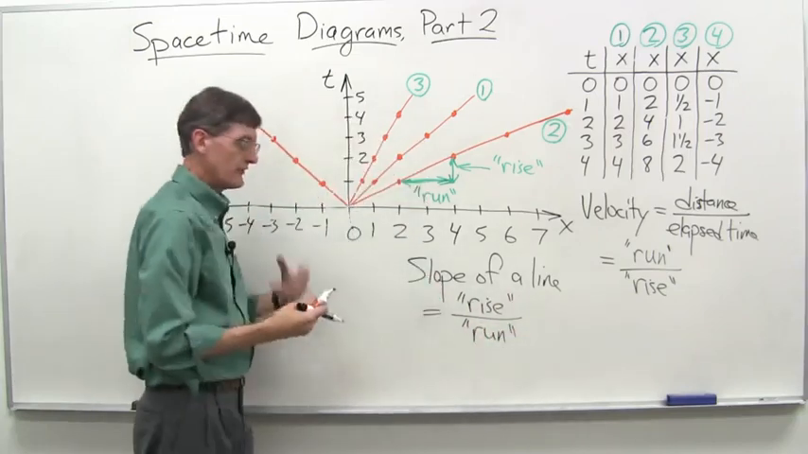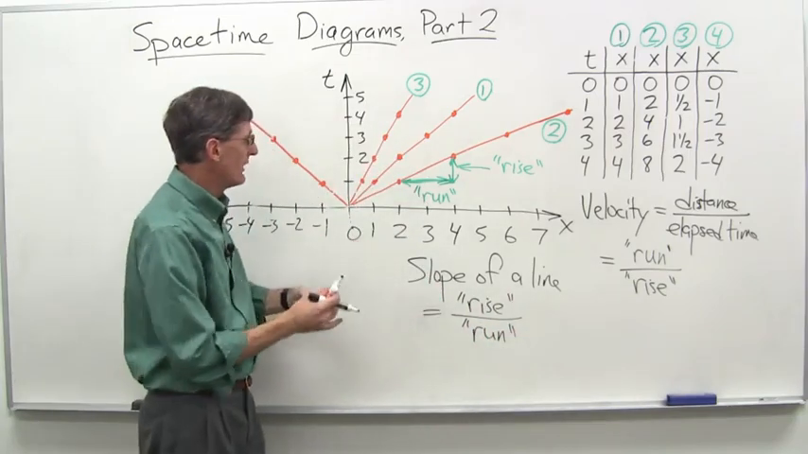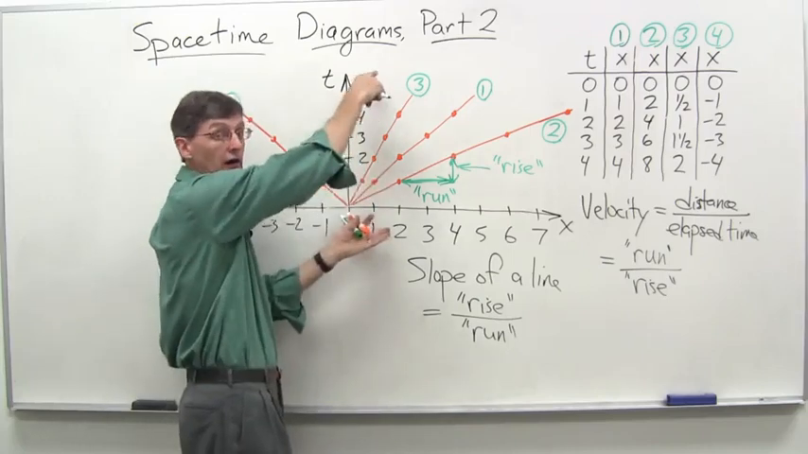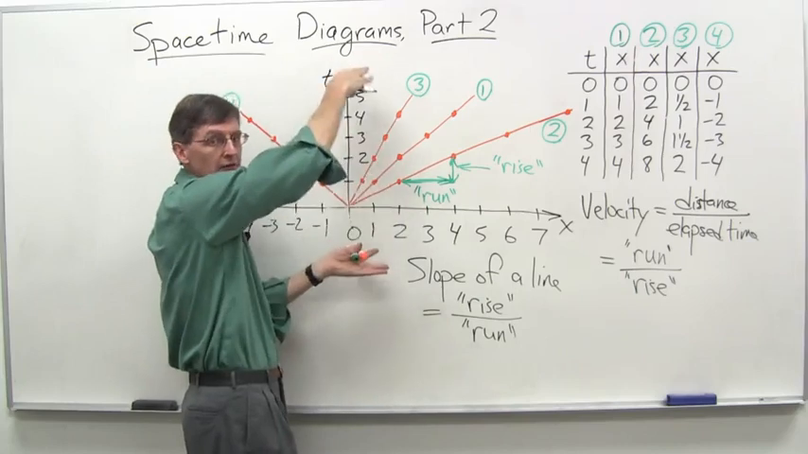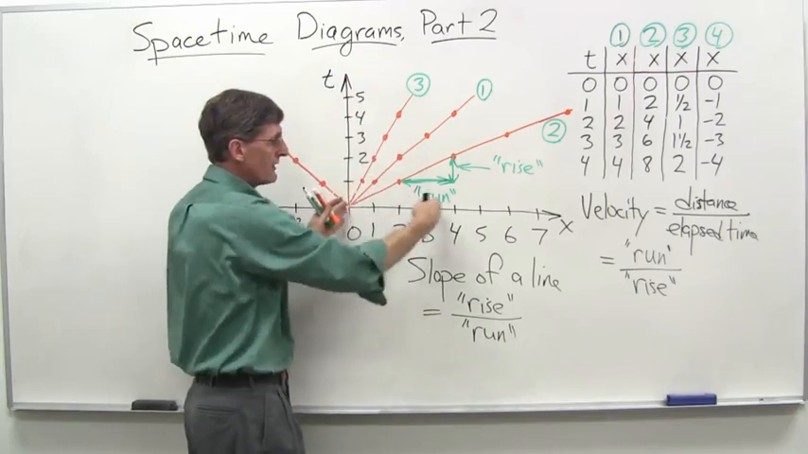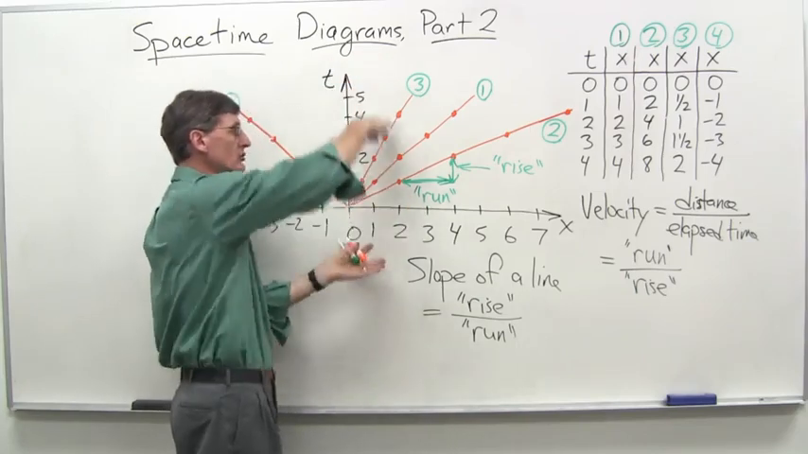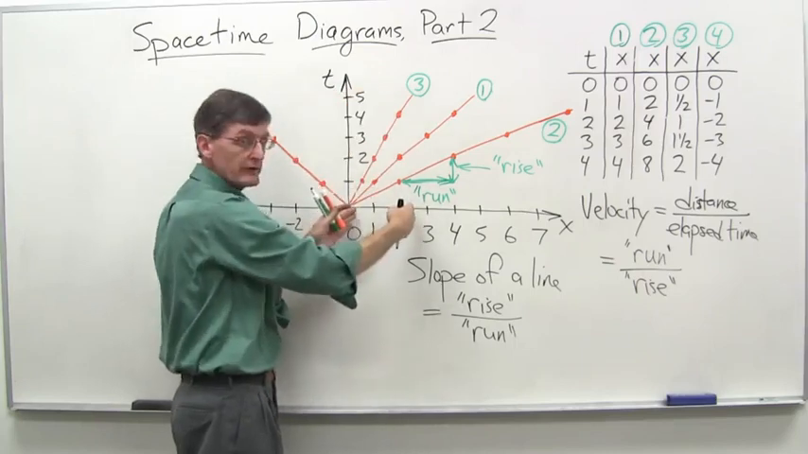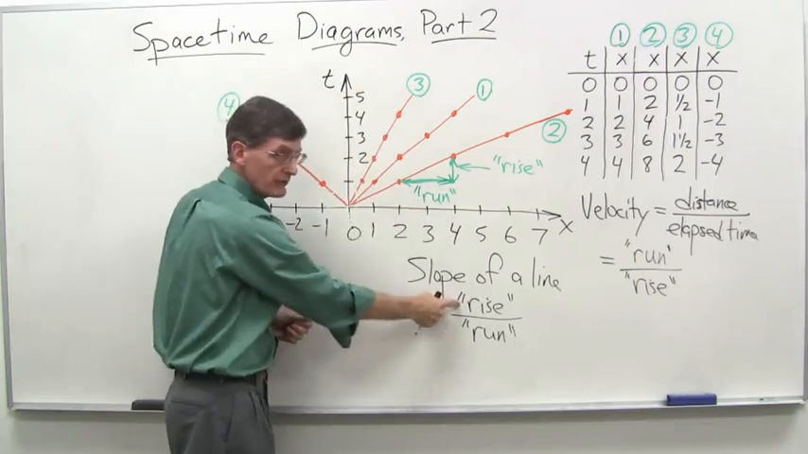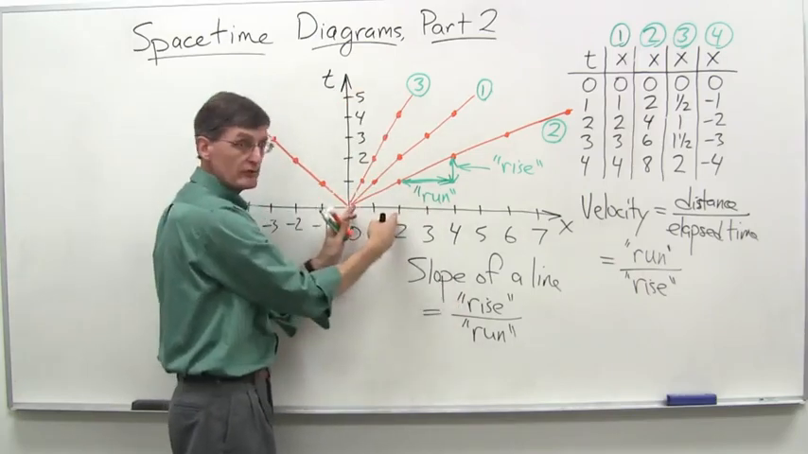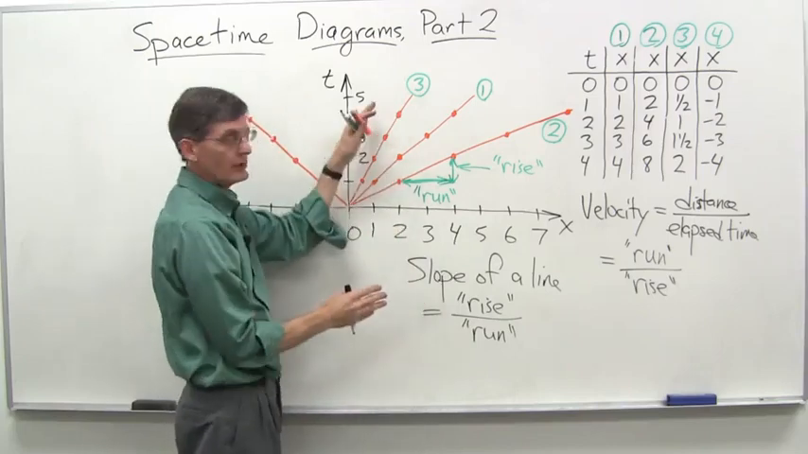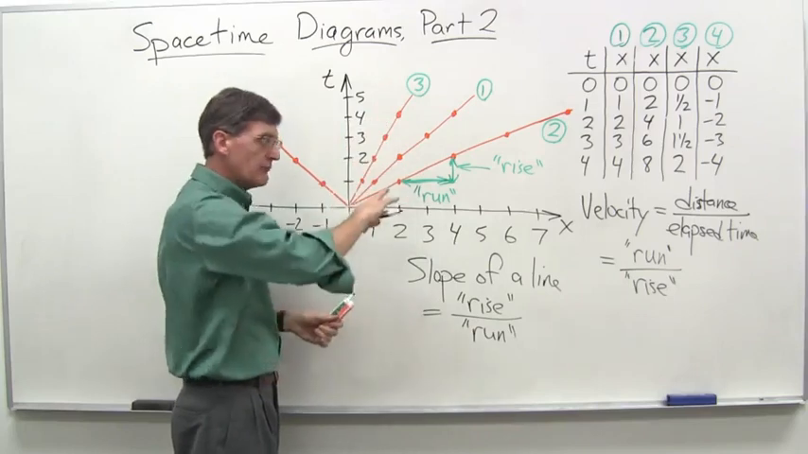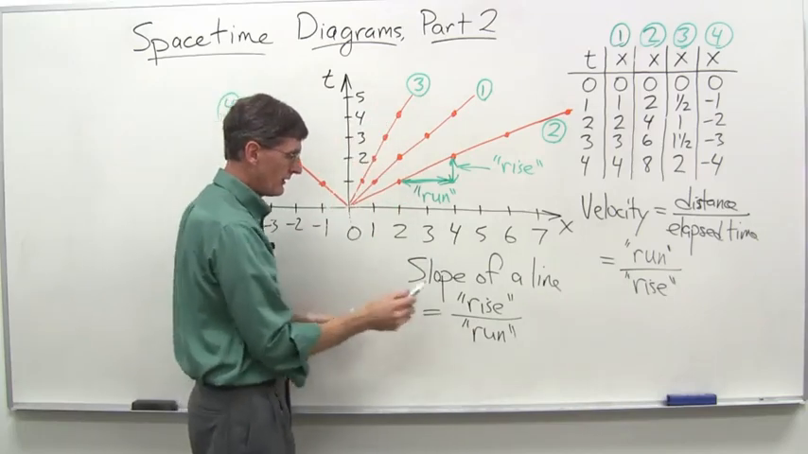So it's a measure of the steepness of a line. It's how far does it rise within a given run. So what's its y value for a given x value? If you have a large difference in y for a small difference in x, you have a big difference in the rise. A big rise over a relatively short run gives you a larger number for the slope and a steeper line.